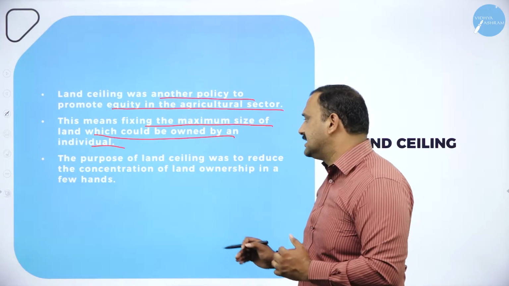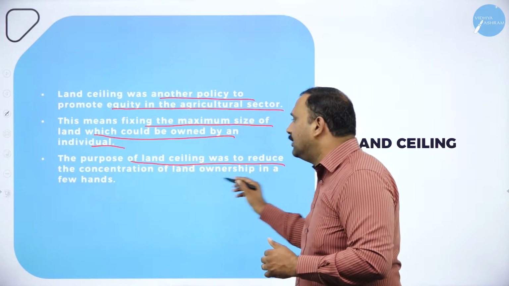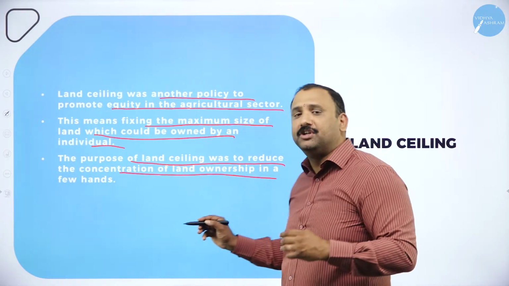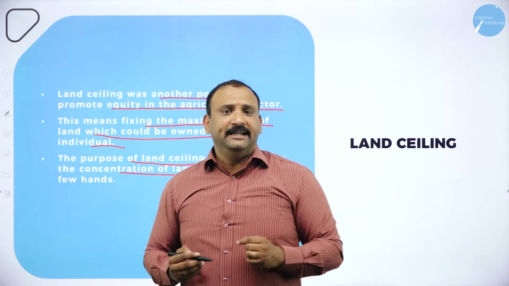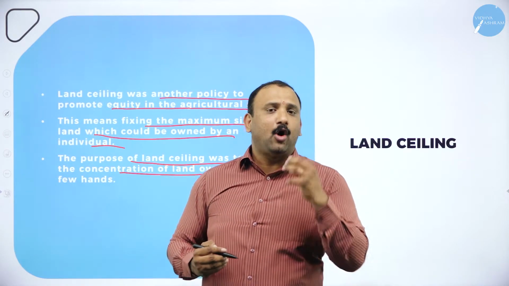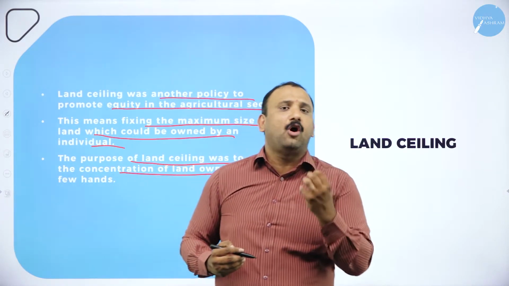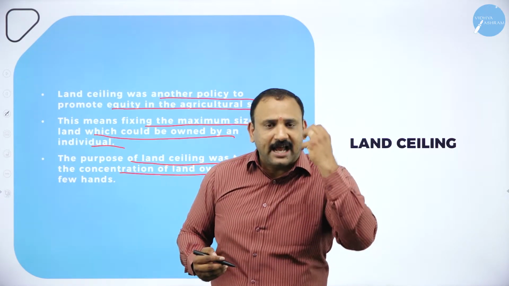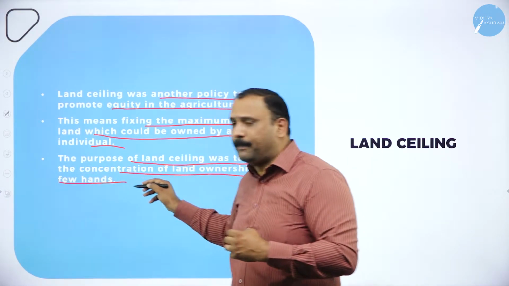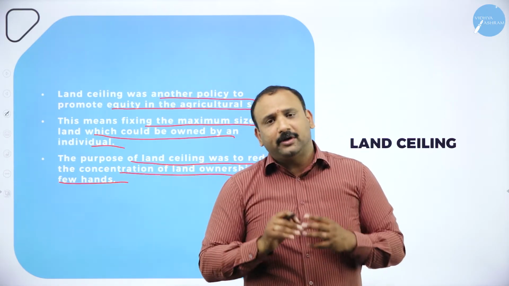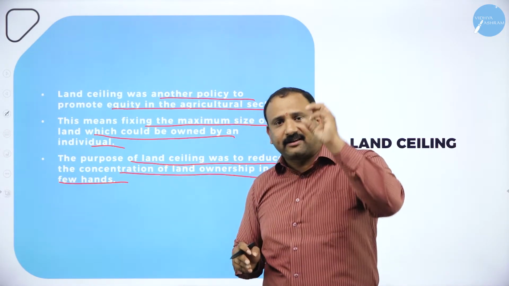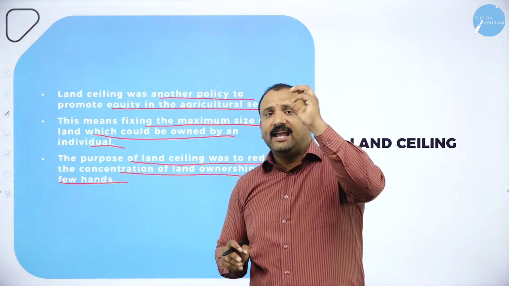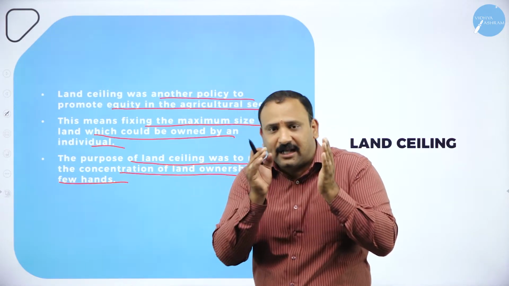The purpose of land ceiling was to reduce the concentration of ownership in few hands. Now, if 20% of the people in India own 80% of the land, automatically the concentration of land power goes into the hands of few people, and they try to dominate the 80% of the people. So we never wanted to bring in that 80-20 rule. We wanted everybody to get their rights. We wanted everybody to get their right piece of land and that amount of land.